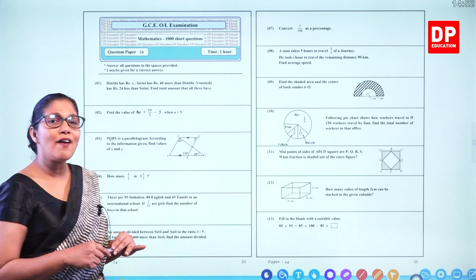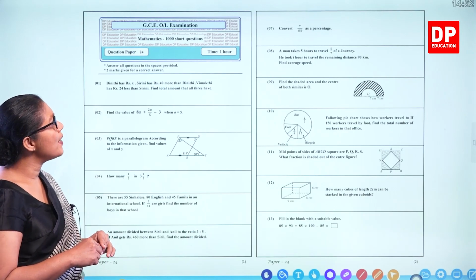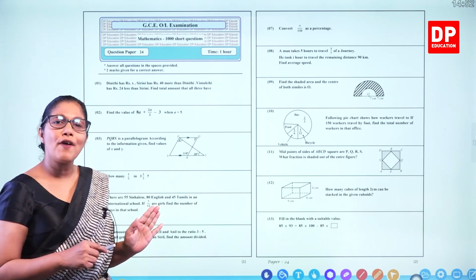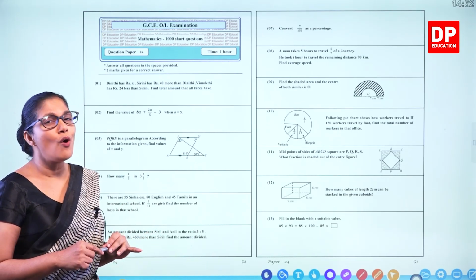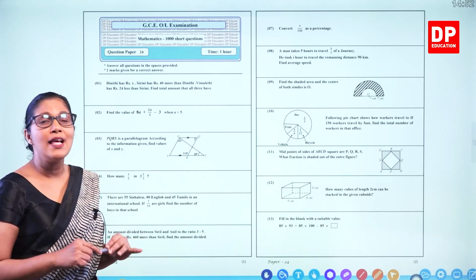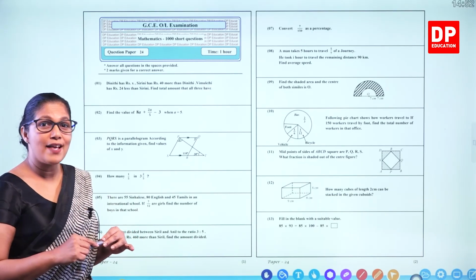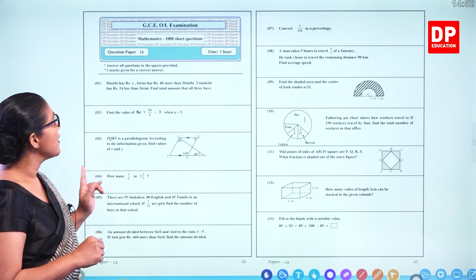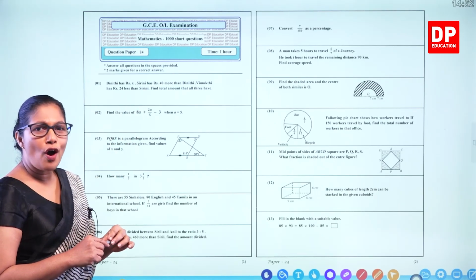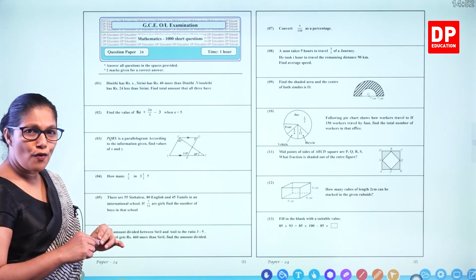So we have already covered 23 papers. This is also a 1 hour paper. You get 25 short questions. All 25 questions are relevant to your O-Level syllabus. Make sure that you do all 1000 questions before the O-Level exam as revision. Spaces are provided and you can get 2 marks for each question. So let's do question paper 24.